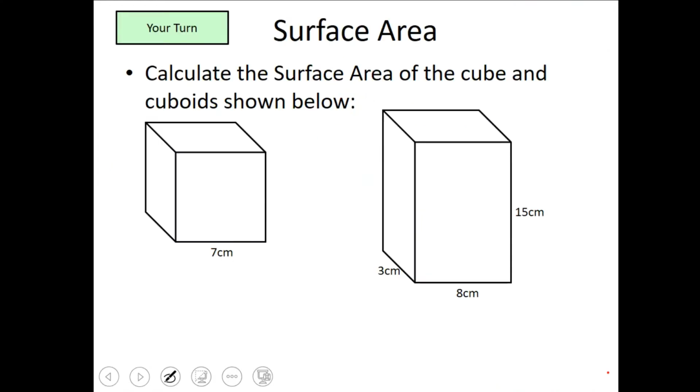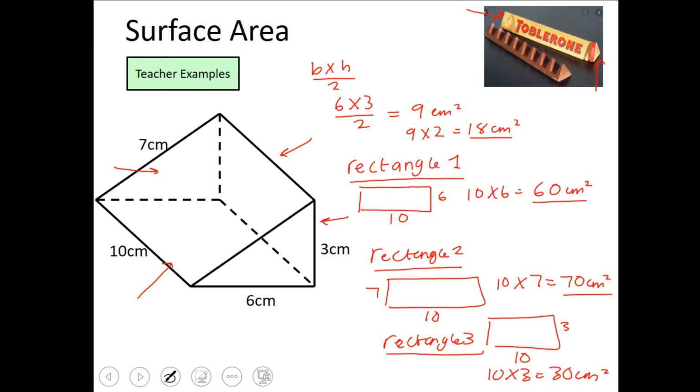So now, okay, just got to go back. The final bit, what we have to remember is we want to work out the total surface area. So we have to now add up or total all the areas together. So we do 18, add 60, add 70, add 30, and the answer that you should get for the surface area is 178 centimeters squared. But remember, the units is the most important part because we're working out the area of the shape.